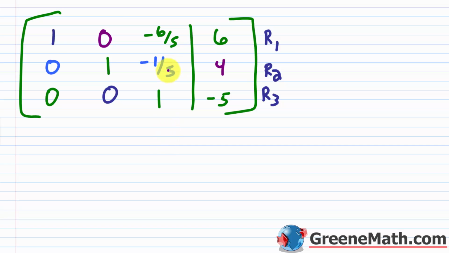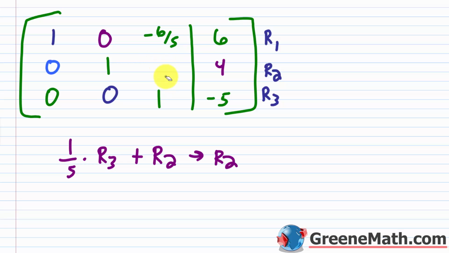So for this negative 1/5, I can make it into a 0 by multiplying row 3 by 1/5 and adding the result to row 2. So 1/5 times row 3 plus row 2 would give me my new row 2. I don't have to work this way for the zeros, because if I'm multiplying a 0 by this number, I get 0, and if I add 0 to something, it stays unchanged. So I really only have to work on this one. That makes it quicker.